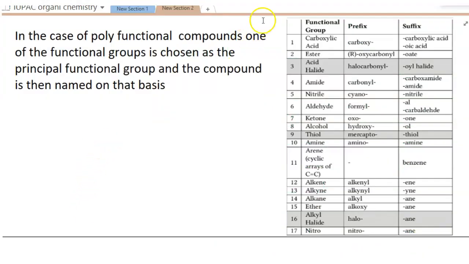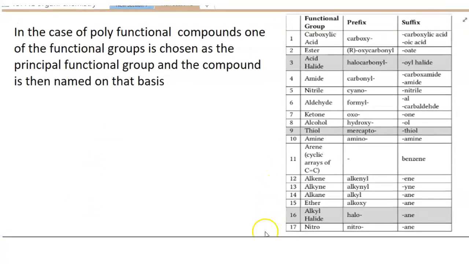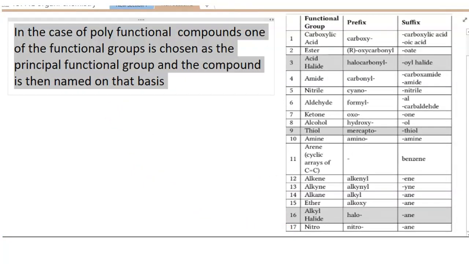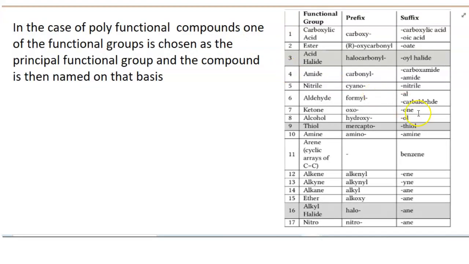So friends, now the condition: in the case of polyfunctional compounds, one of the functional groups is chosen as the principal functional group, and the compound is then named on that basis.